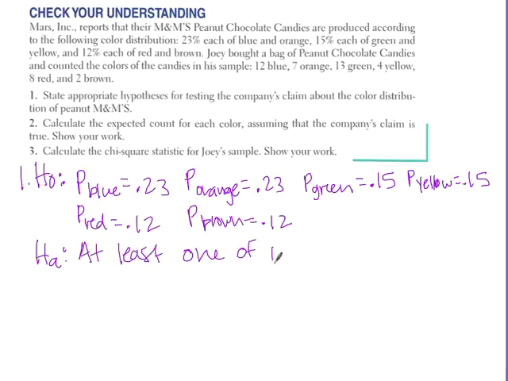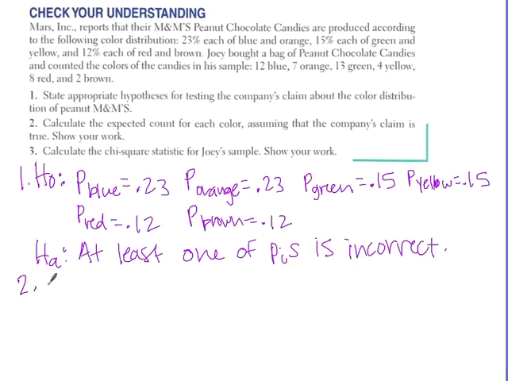The alternative hypothesis would be that at least one of the probabilities for each color, so we're going to call them P sub i's, is incorrect, which just basically means that one of these probabilities is not correct based on what's actually in the bag.